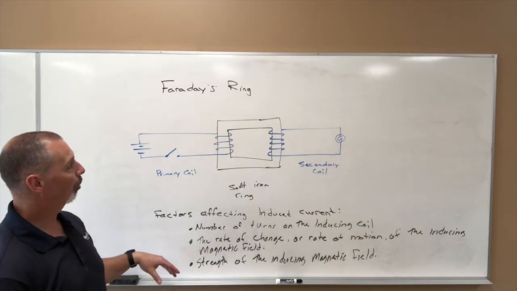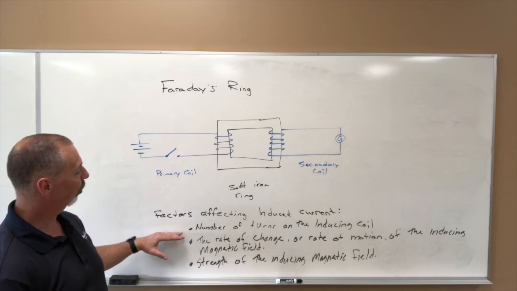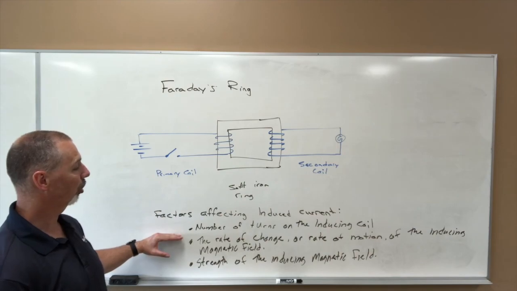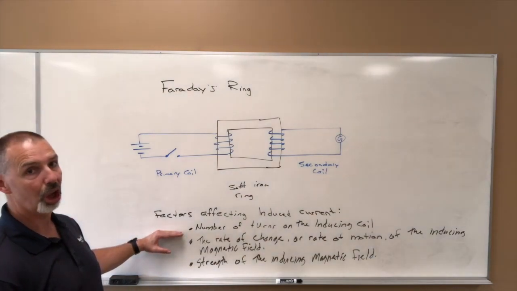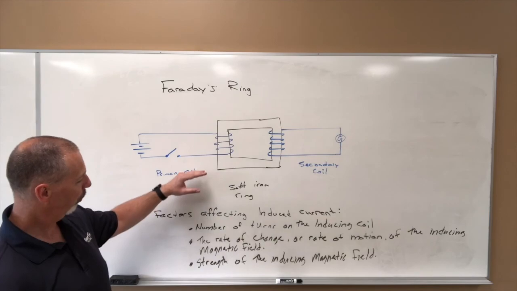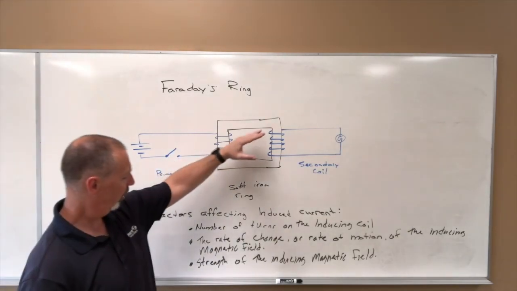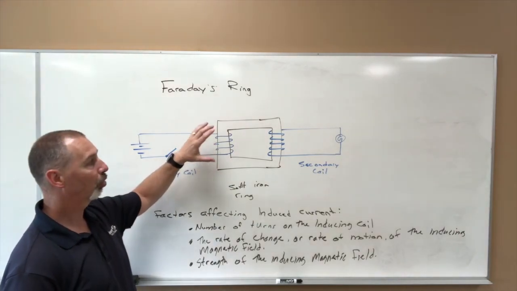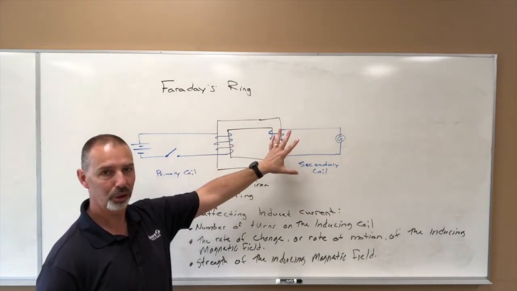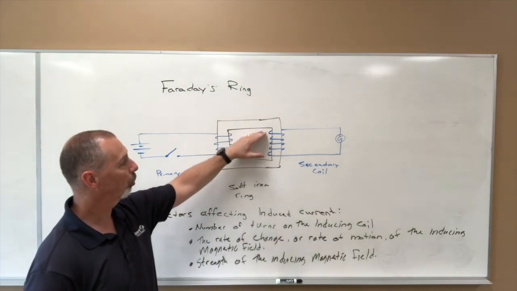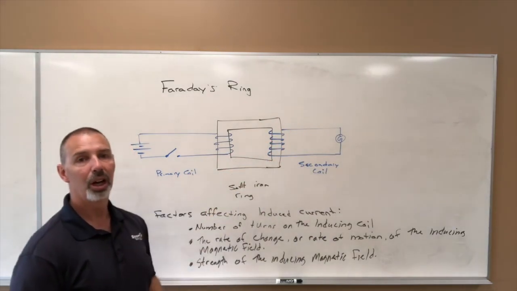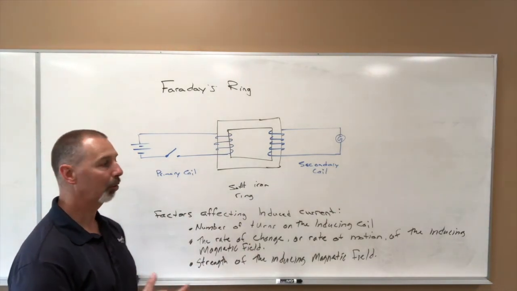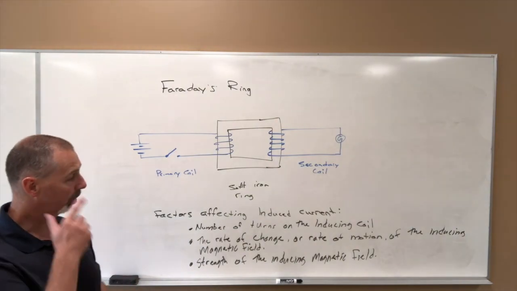And so through Faraday's experimentation, he found that there were three things that affected the magnitude of the induced current. First, the number of turns on the coil. So the number of turns anywhere in here. If we created more turns here, we would create a stronger magnetic field, which would create a stronger current over here. And same thing, the more turns we had here would create more current. It's a direct relationship between the number of turns and the amount of current that is being induced.